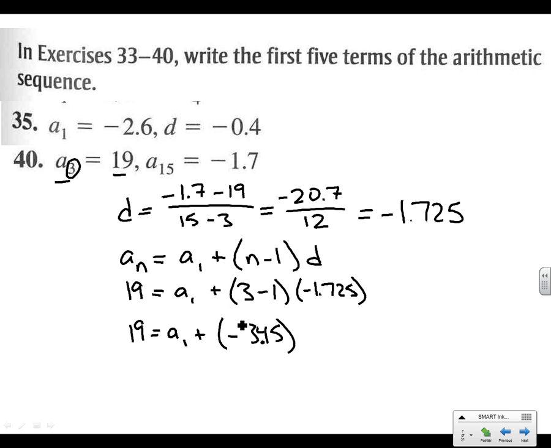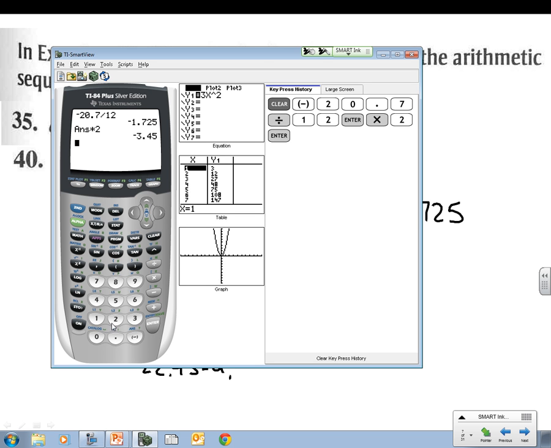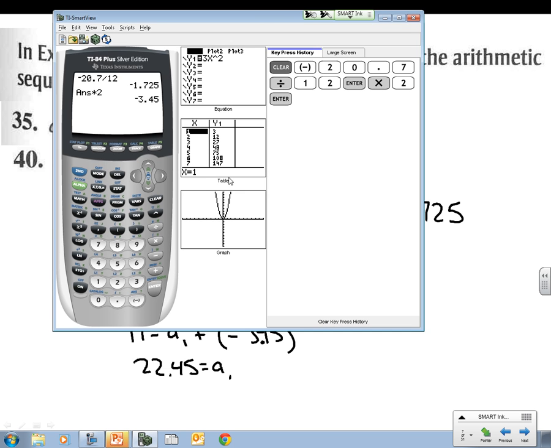So we'll add it over to the other side and get 22.45 for A1. And from there, we can get the rest of it. Or we'll just do it by hand here. Let's subtract negative 1.725 all the way across. So we can start here with 22.45, and we're going to minus 1.725 4 more times. So we'll end up with 20.725 for A2.